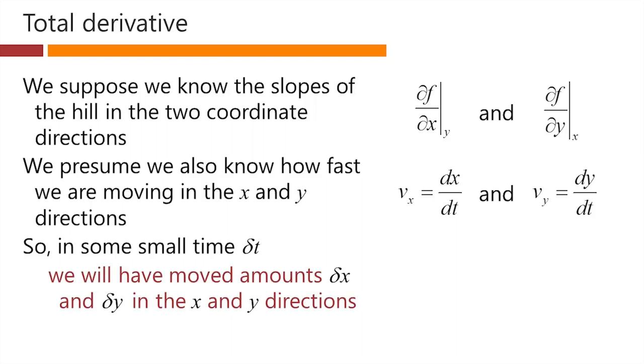So in some small amount of time, delta t, we will have moved amounts delta x and delta y in the x and y directions. So the amount we will have moved in the x direction, the delta x, will be our velocity component in the x direction, times this amount of time, delta t. And similarly, the amount that we will have moved in the y direction, delta y, will be our velocity in the y direction, dy by dt, times delta t.